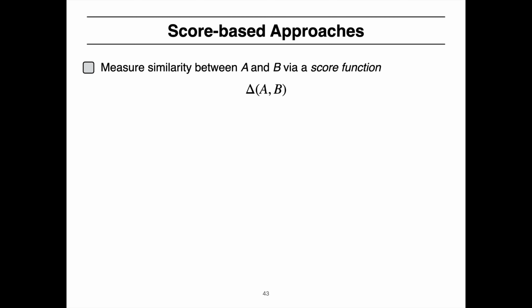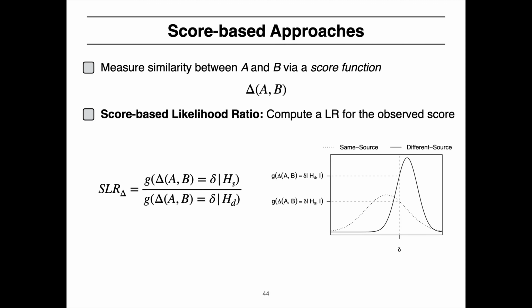Okay. So an alternative approach I'll just briefly touch on is known as the score-based approaches. Instead of looking at the data A and B directly, you instead look at some summary measure, delta, which is a function of A and B. This is typically just some distance function between two samples, for example. And then you assess this function over known different source pairs and known same source pairs, and basically compute the ratio of these at a new value.